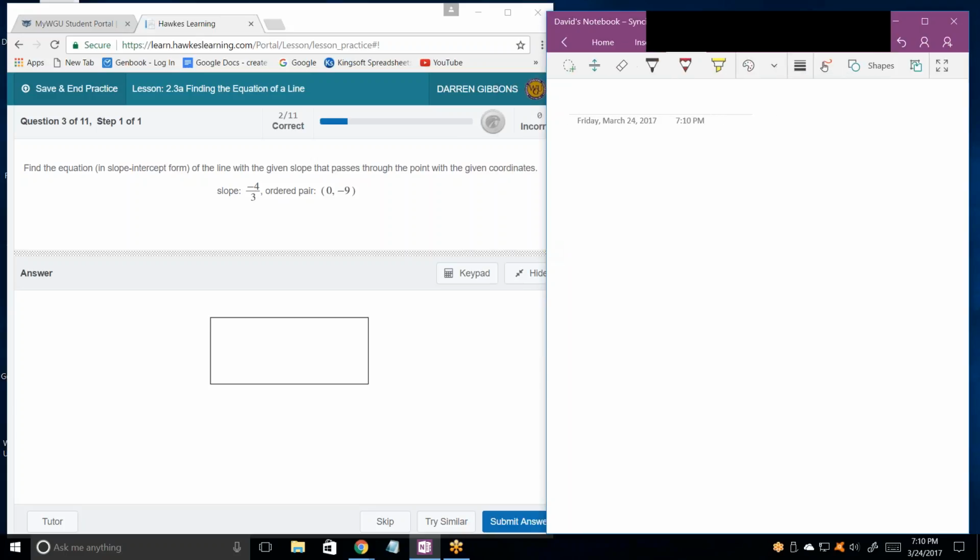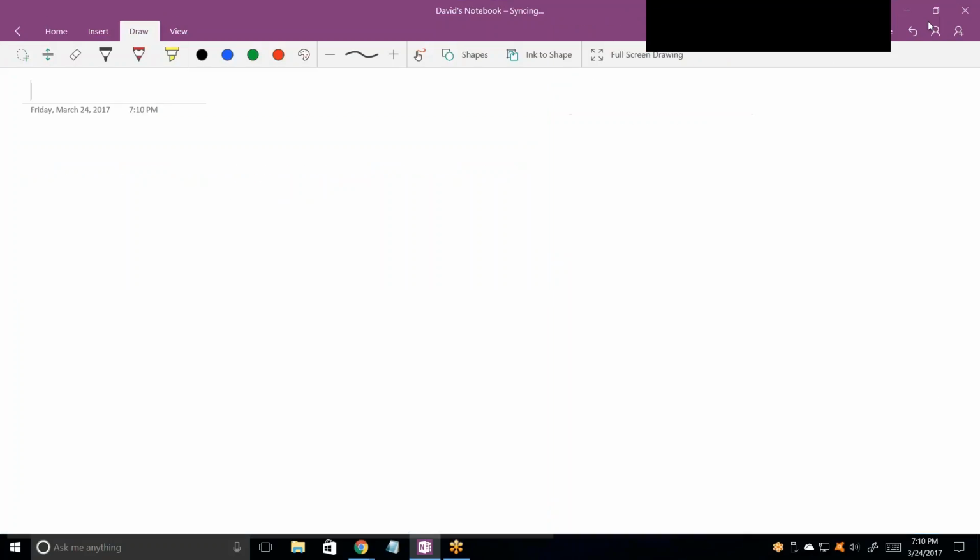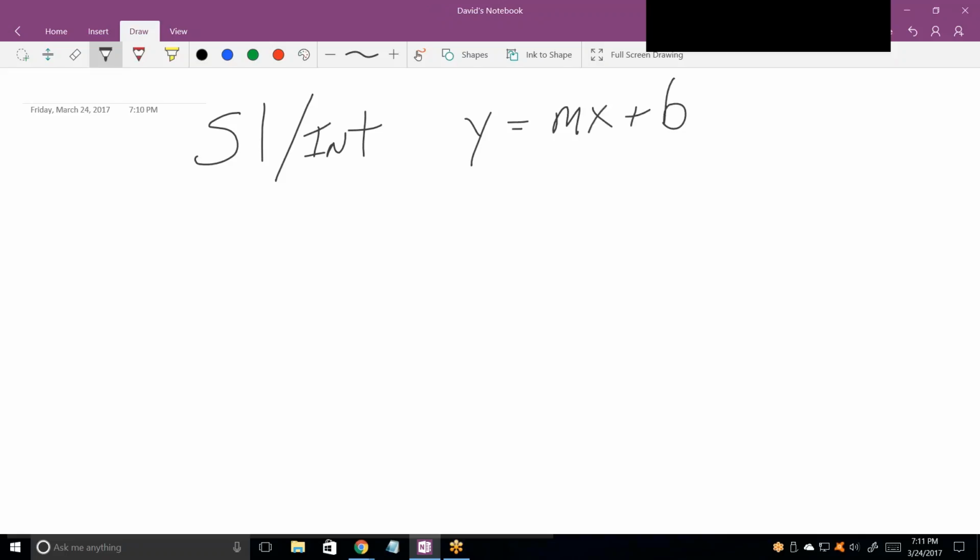Little different question. Find the equation in slope-intercept form. Let's talk about the various forms for straight lines. Slope-intercept is the most common one. Slope-intercept form is y equals mx plus b. We talked about this a little bit the other day.